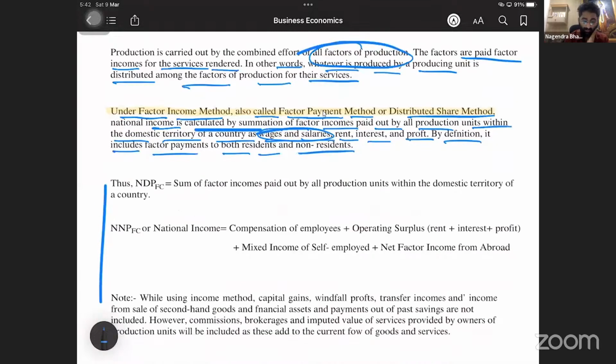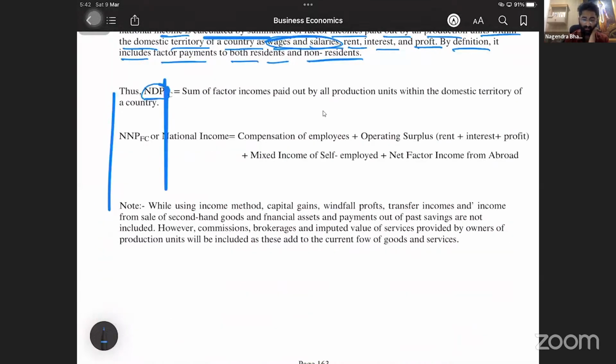Thus, net domestic product at factor cost is equal to the sum of factor incomes paid out by all the production units within the domestic territory of a country. Basically, what is the income method? Everything which is paid to the factors of production, putting this together, it is the factor method. Net domestic product at factor cost. It's net, not gross.